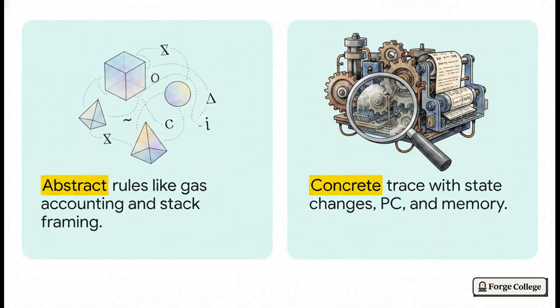Think of it like comparing the rulebook to the actual game tape. On one hand, we have the abstract rules we've studied, things like gas accounting or stack framing. But on the other, we have our concrete trace. This is your tangible forensic evidence. We're talking about moment-by-moment state changes, program counters, exact memory snapshots. Tracing literally makes the invisible visible. And honestly, it's the exact skill you need when a smart contract inexplicably fails, burns thousands of dollars in gas, and you need to prove exactly why it happened.